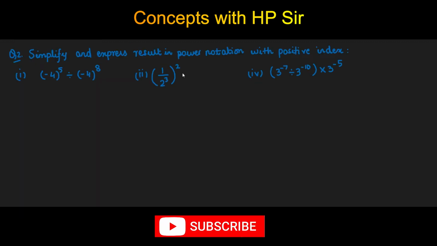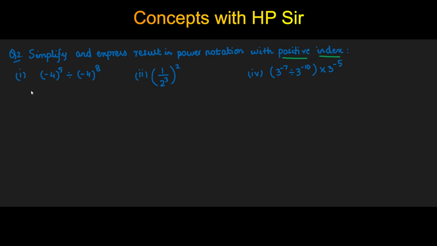So let's move on to the next question, which states: simplify and express the result in power notation with positive index. The first question, minus 4 to the power 5 divided by minus 4 to the power 8. First of all, as you can see in this question, the base is the same but the powers are different. So we will apply the rule that a to the power m divided by a to the power n is equal to a to the power m minus n.